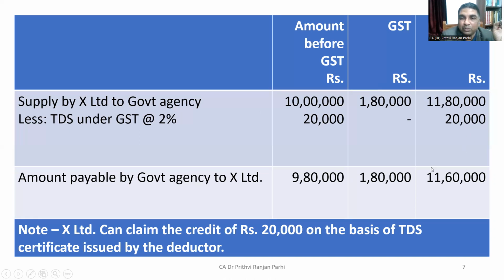Now, the total amount that will be released by the recipient is 11,60,000. That means 11,80,000 minus 20,000 TDS, so 11,60,000 will be paid. This is the concept. I think this concept is clear to you.